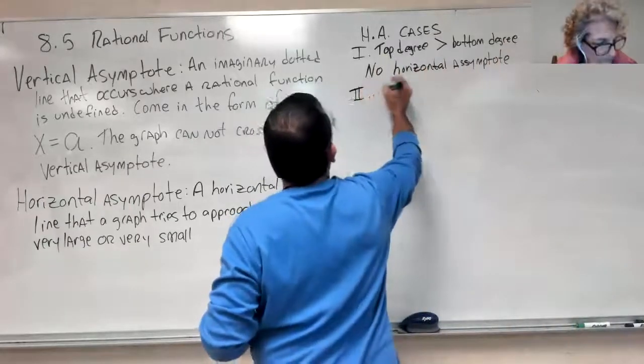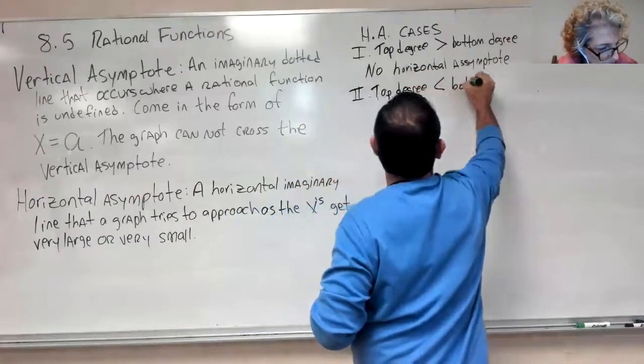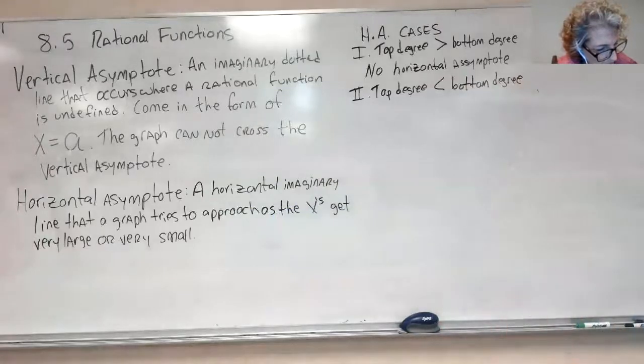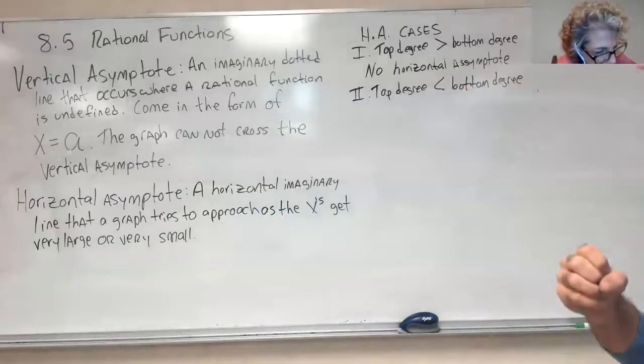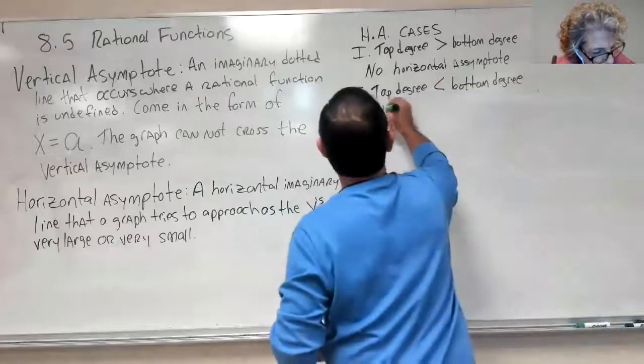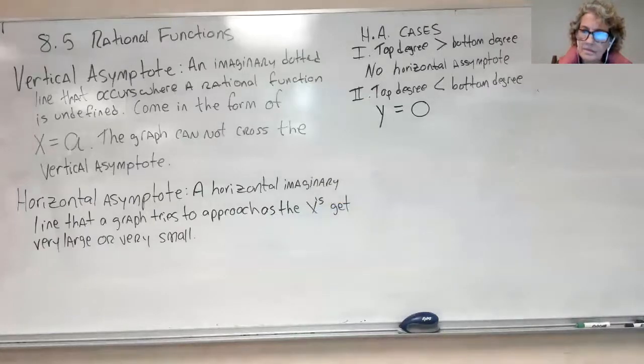Second case, the top degree is less than the bottom degree. So that means I got higher exponents on the bottom. So as I'm putting in the numbers, the bottom is going to grow a lot quicker than the top. Okay, like an x squared and an x, I get 10 over 100, 100 over 10,000. That bottom's going to grow a lot quicker. And since the bottom's growing a lot quicker, this approaches y equals 0. So notice my vertical asymptotes will be x equals a number. My horizontals will be y equals a number because it's going along the y-axis, okay?